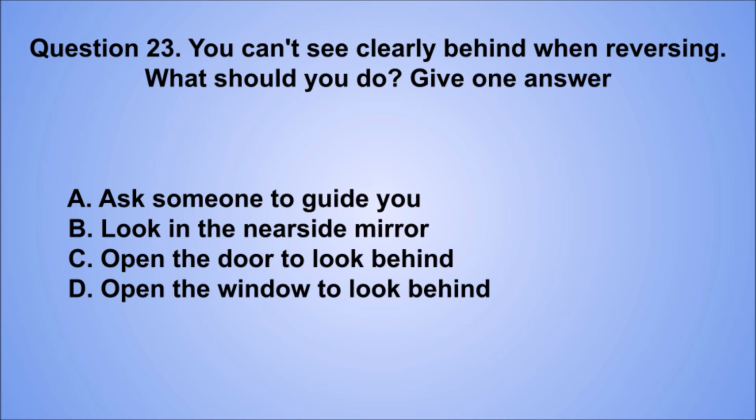Question 23. You can't see clearly behind when reversing. What should you do? Give one answer. A. Ask someone to guide you. B. Look in the near side mirror. C. Open the door to look behind. D. Open the window to look behind.